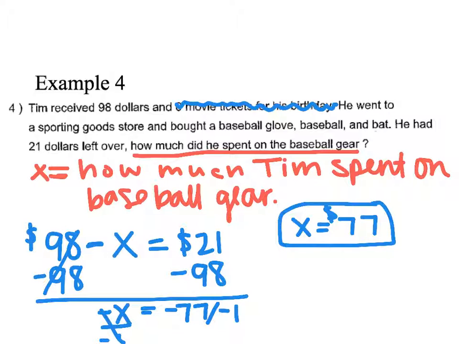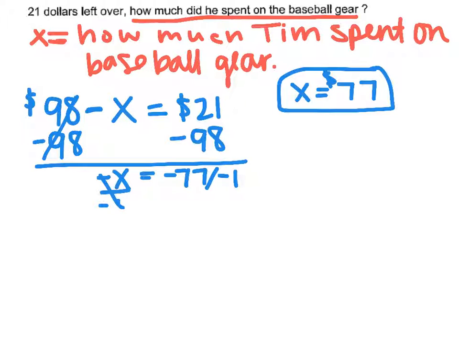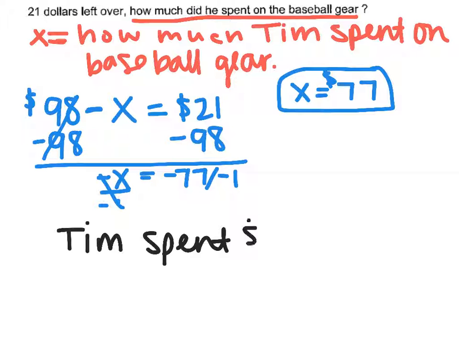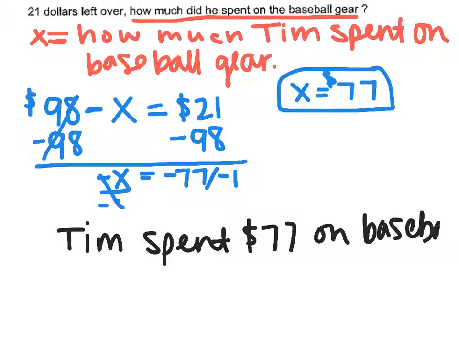Okay, so the variable x is how much Tim spent on baseball gear. So your sentence is going to be that your answer: Tim spent $77 on baseball gear. Okay, again, how you define your variable and your answer should be similar sentences. Your answer sentence should give the answer to your variable sentence.